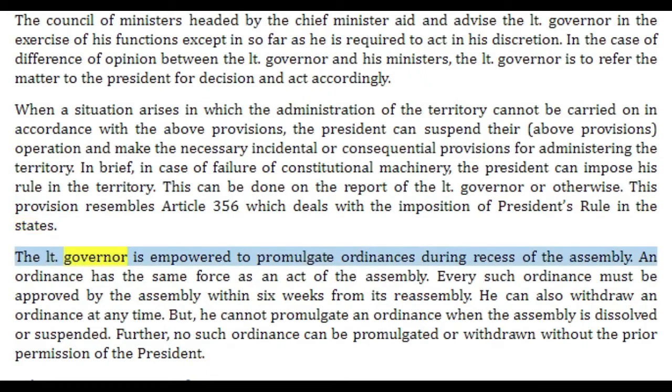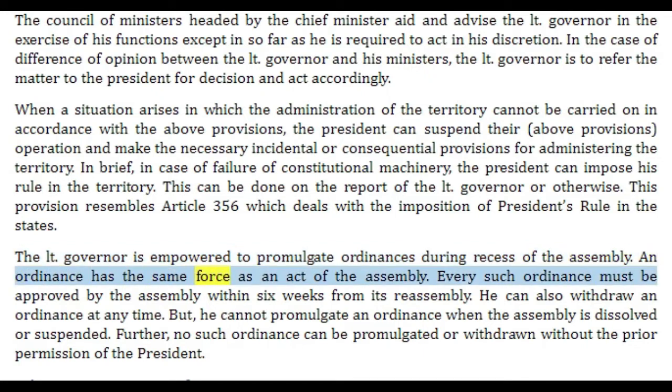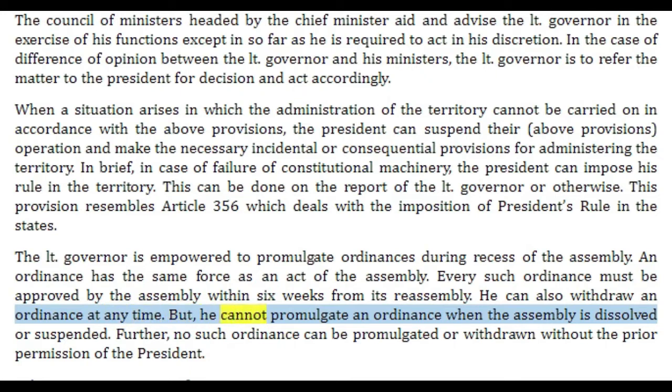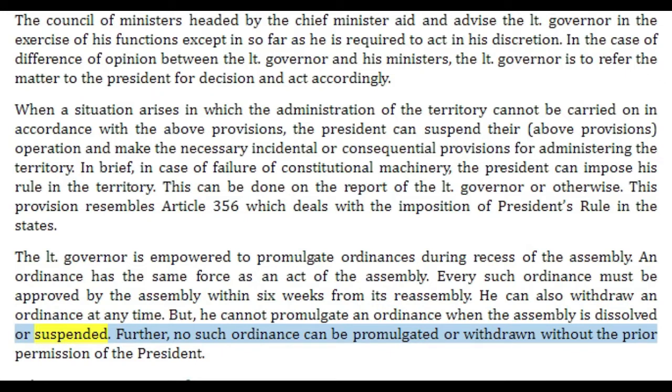This provision resembles Article 356, which deals with the imposition of President's rule in the states. The LT Governor is empowered to promulgate ordinances during recess of the Assembly. An ordinance has the same force as an act of the Assembly. Every such ordinance must be approved by the Assembly within 6 weeks from its reassembly. He can also withdraw an ordinance at any time. But he cannot promulgate an ordinance when the Assembly is dissolved or suspended. Further, no such ordinance can be promulgated or withdrawn without the prior permission of the President.